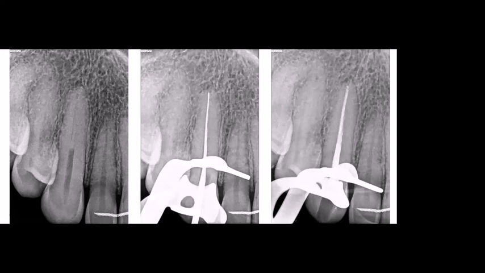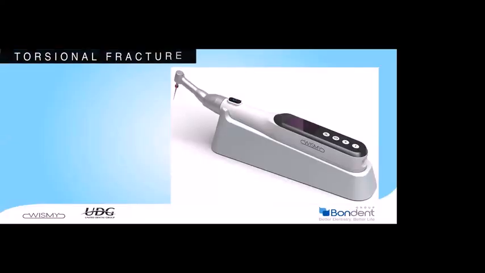Why? Because they are very efficient when we are using these files inside of the root canal, because they cut very well. An easy way to decrease the number of fractures due to a torsional fracture is using a handpiece with control torque.